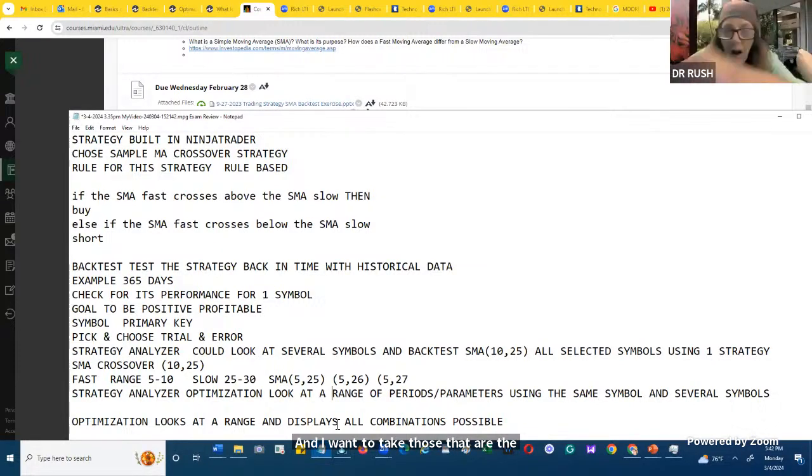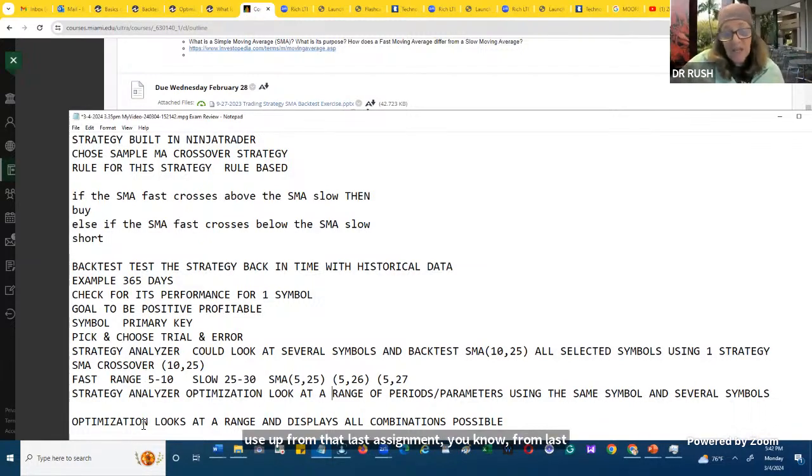And that's why, Audrey, later on, for how you can improve the assignment from last week, basically use optimization or strategy analyzer and backtesting and find me the best symbols, rather than trial and error. I want to work efficiently, and that's the beauty of the computer.